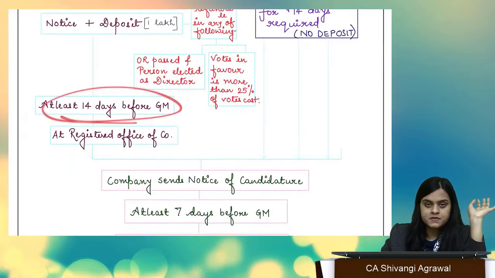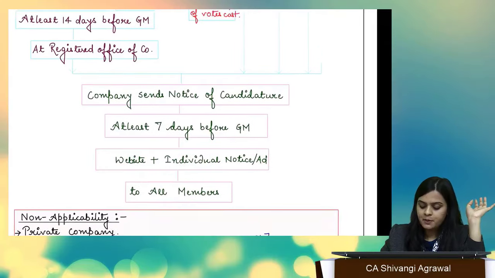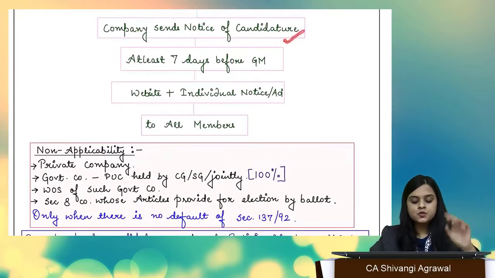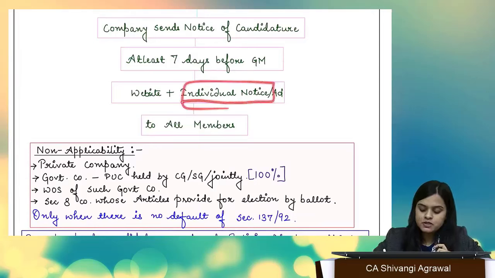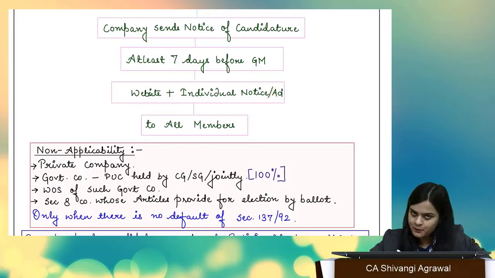So you serve this notice to the registered office of the company. What does the company do? Company sends this notice of candidature at least 7 days before the general meeting to all the members. It can be done by sending individual notices or a public advertisement in 2 newspapers, English and vernacular. And it also has to be placed on the website of the company. Fine. So all the members receive this notice that someone has been proposed to be a director. At the annual general meeting, simply by passing an ordinary resolution, they can appoint the director, or if the resolution is not passed, the person will not be appointed.